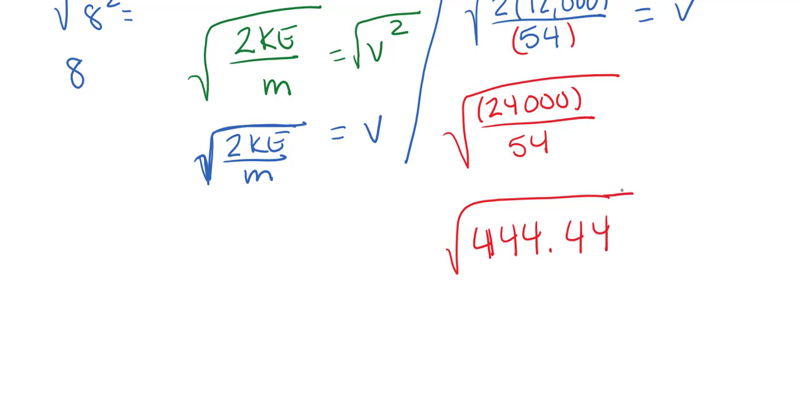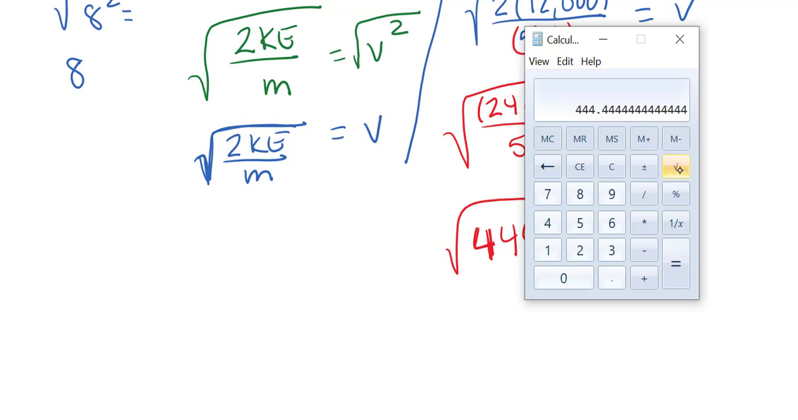And then let's just round to the nearest hundredth. So we have 444.44. And this is the square root. So we're still in the square root. So we have to do one final step, which would be just to take the square root of it, which is this sign right here.